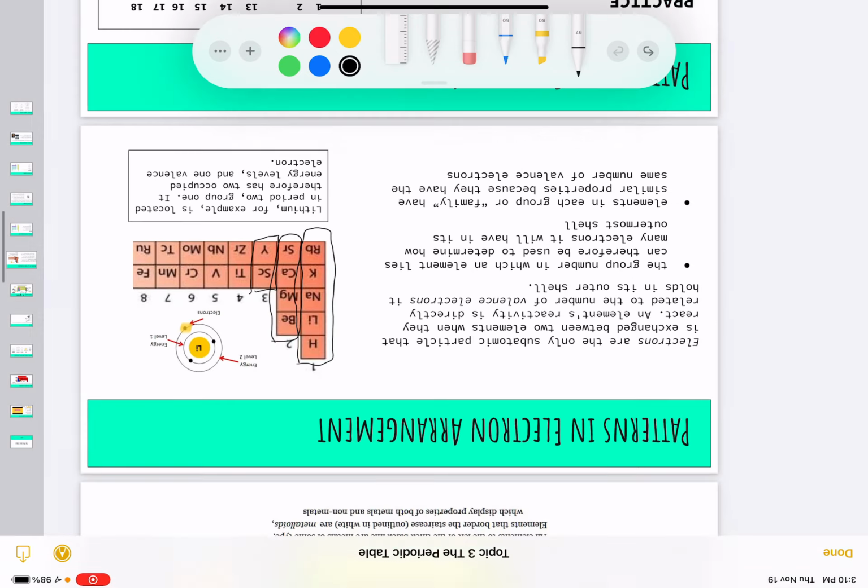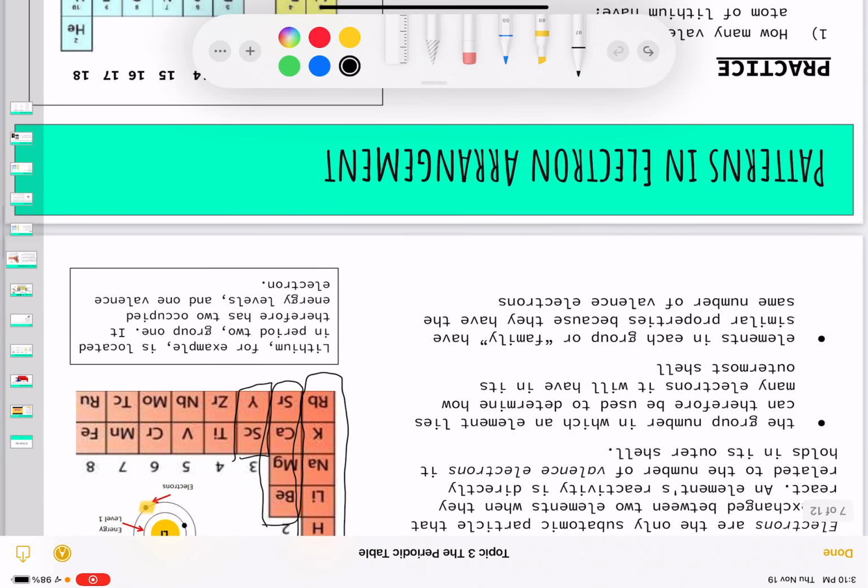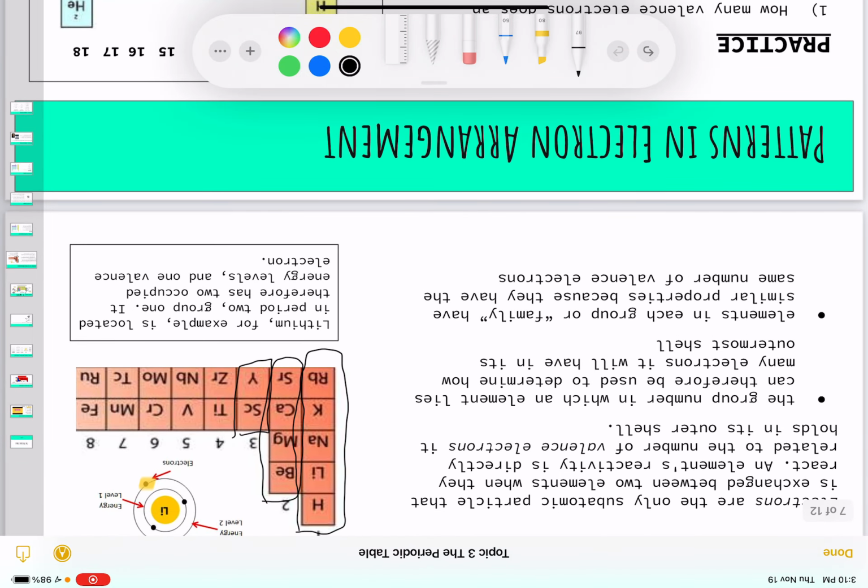All right. They give lithium as an example. It's located in period 2, group 1, and it therefore has 2 occupied energy levels and 1 valence electron. So that tells us a lot.